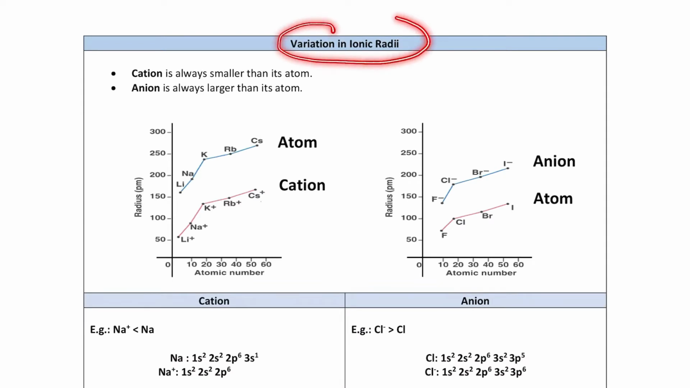Okay, so let us start with variation in ionic radii, or ionic radius. First we need to compare a cation and its atom. As we can see over here, the radius increases as we go up. So the size of the cation is smaller than its atom. Cation is always smaller than its atom. That means we are comparing the same element here. For example, lithium with lithium ion.